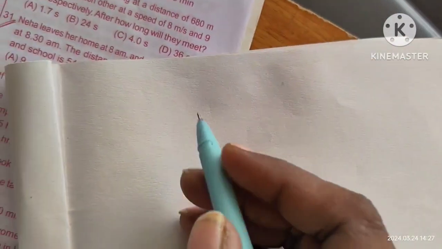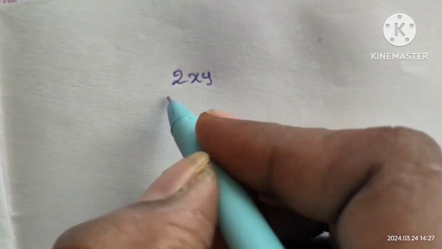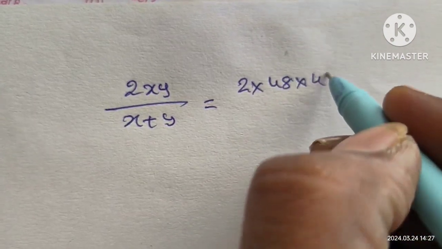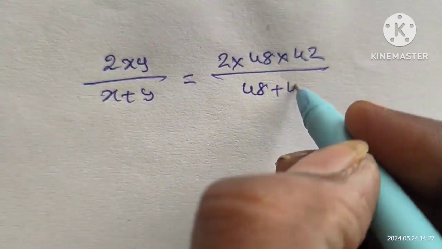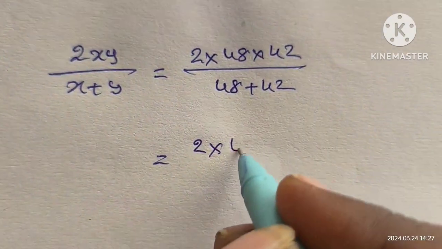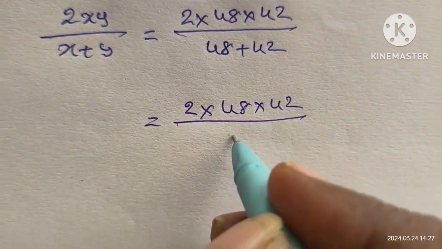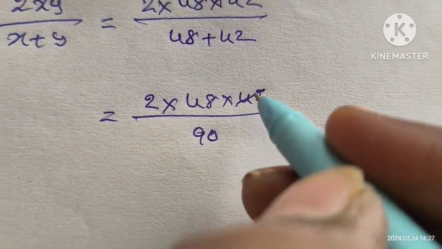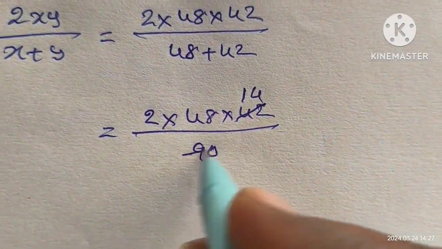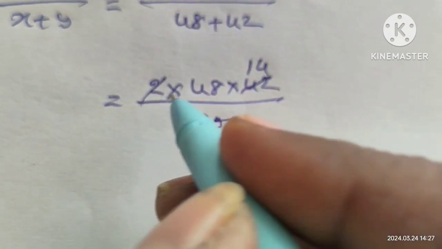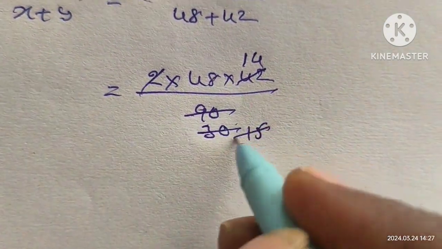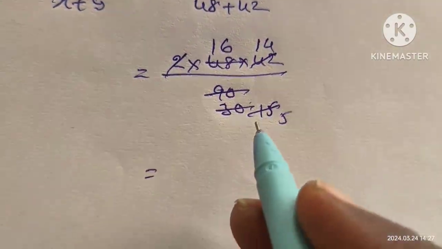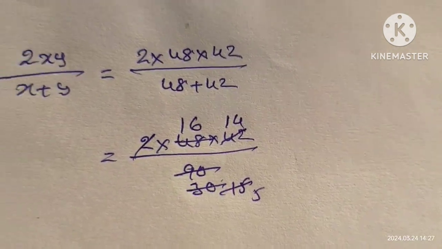So by using the formula 2xy by x plus y, it is equal to 2 into 48 into 42 by 48 plus 42. That is 2 into 48 into 42 by 90. By doing the simplification, 2 threes are 6, 3 ones are 3, 3 fours are 12, 3 tens are 30. Again 2 twos, 2 fifteens. Again 3 threes, 3 fives, 3 ones, 3 sixes. So 16 fours, 16 fourteens.